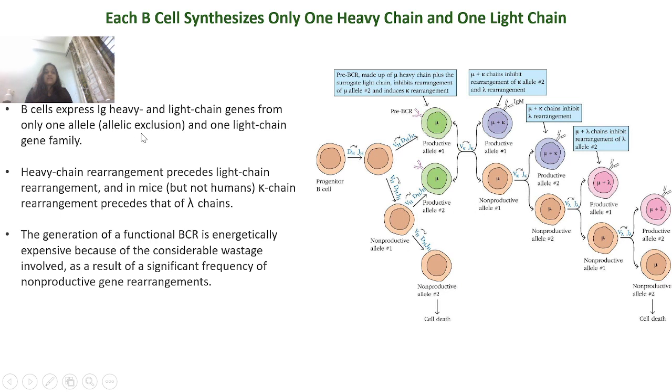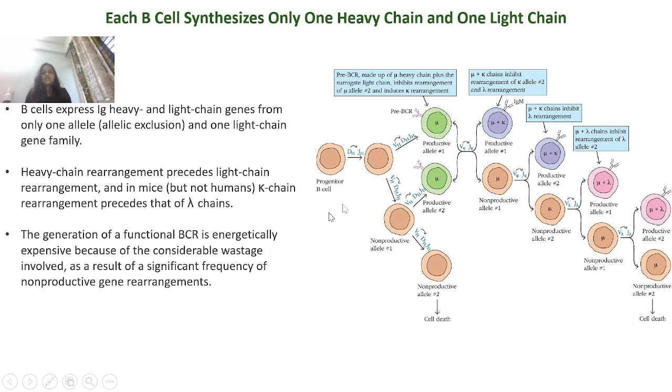So B cells express immunoglobulin heavy and light chain genes from only one allele, which is a term known as allelic exclusion, and one light chain gene family. And heavy chain rearrangement occurs first, before light chain rearrangement. And in mice, kappa chain rearrangement occurs before that of lambda chains. And the generation of this functional B cell receptor is very energetically expensive because of the considerable wastage involved, so the cell tries to reduce the number of non-productive gene rearrangements.